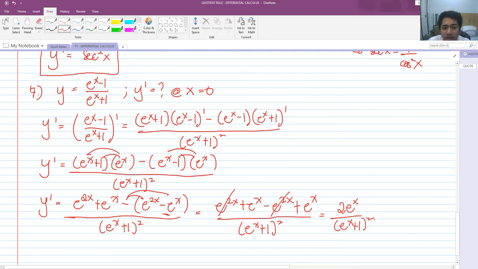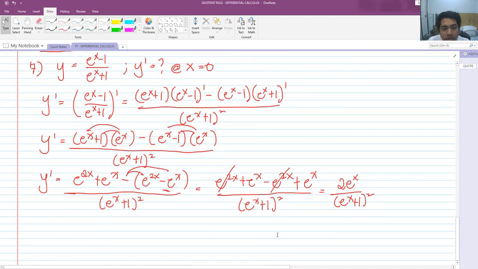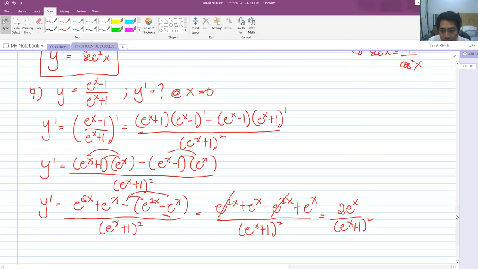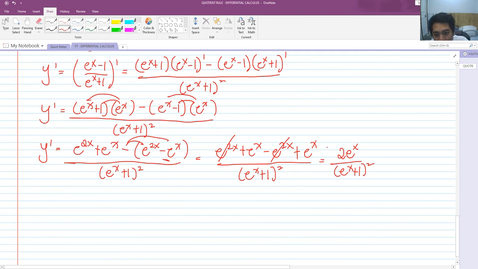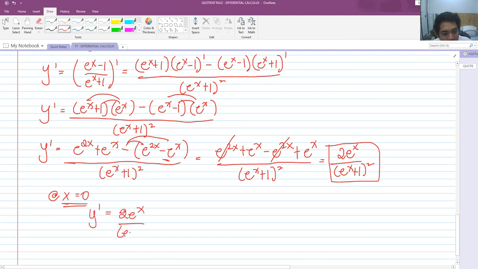Okay? And upon getting the derivative, the problem is asking what would be the value of y prime at x equals 0. So this would be our y prime. But in order to answer the problem, at x equals 0, we have to substitute x equals 0 into our y prime. So we have 2 e raised to x over e raised to x plus 1 squared. So we have 2 e raised to 0, and that would be over e raised to 0 plus 1 squared.